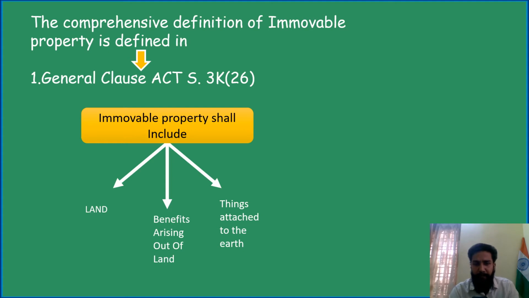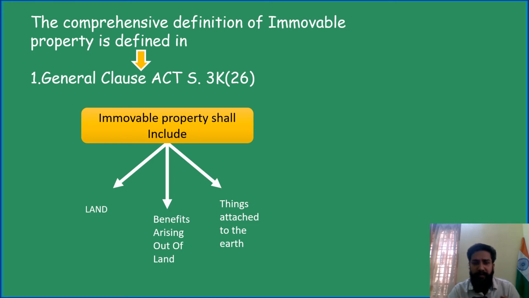Benefits arising out of land. For example, if we get any benefits out of that land, any agricultural thing or any benefit that we are getting out of that land, all that is considered an immovable property. We give that land for rent, we get the rent, that is also considered immovable property. So you have to keep in mind, benefits arising out of land will be an immovable property.